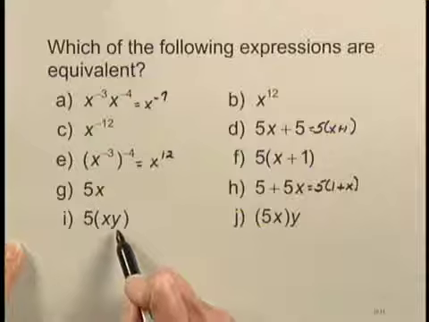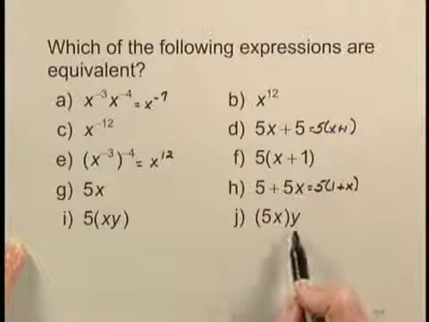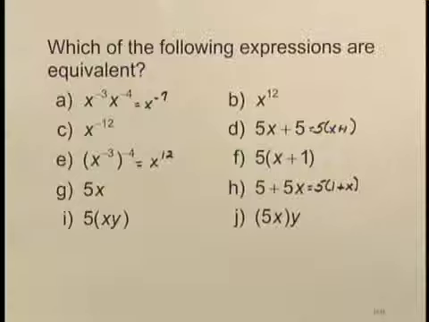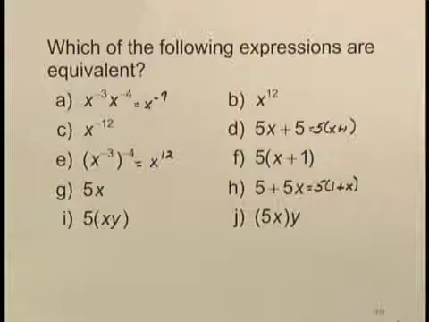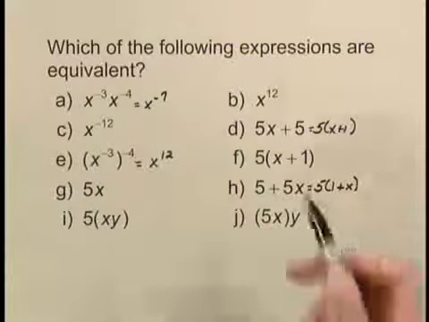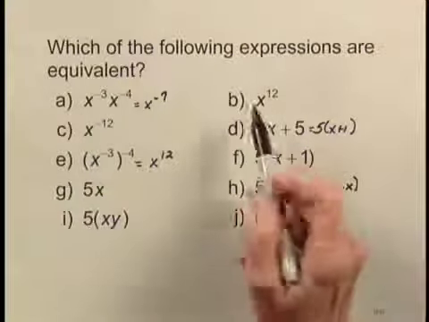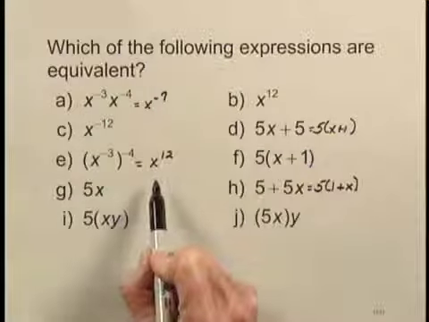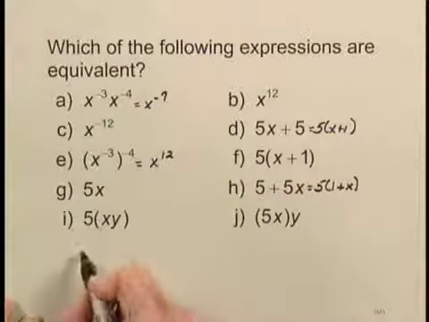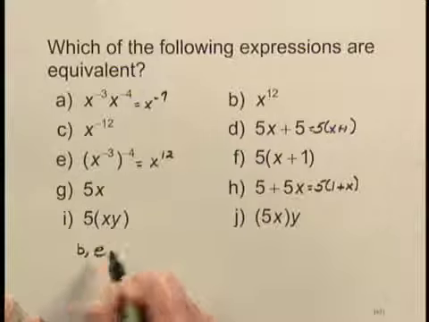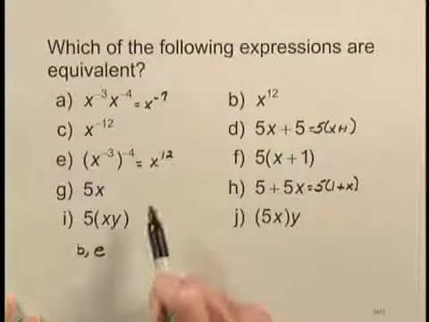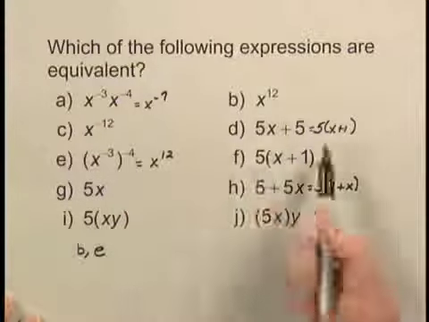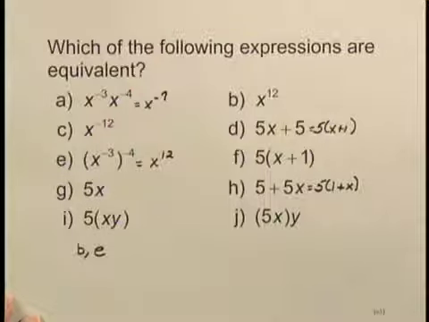5 times the quantity xy and the quantity 5x times y are the last two expressions. So let's just step back and look at everything. I don't see anything on this list that's equivalent to x to the negative 7 power. In B, I have x to the 12th power, and in E, I have something that's equivalent to x to the 12th power. So we can say that B and E are equivalent. x to the negative 12 power, I do not see anything else on this list of expressions that's equivalent to x to the negative 12.